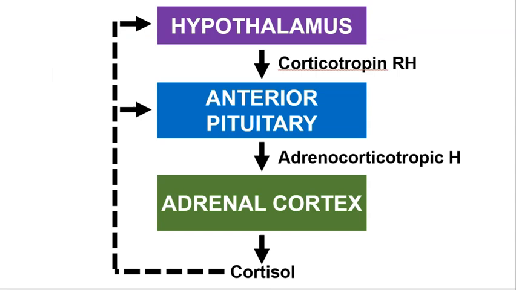Glucocorticoid levels in the blood are maintained by a negative feedback mechanism, in the same way that thyroid hormone levels are maintained, as we saw earlier. The hypothalamus will secrete corticotropin-releasing hormone, which is abbreviated CRH. This will stimulate the anterior pituitary to release adrenocorticotropic hormone, and this hormone will stimulate the adrenal cortex to release cortisol. As cortisol levels begin to rise in the bloodstream, that's going to feed back to inhibit the release of CRH as well as ACTH released by the hypothalamus and the anterior pituitary respectively.